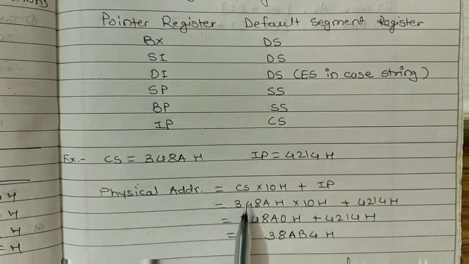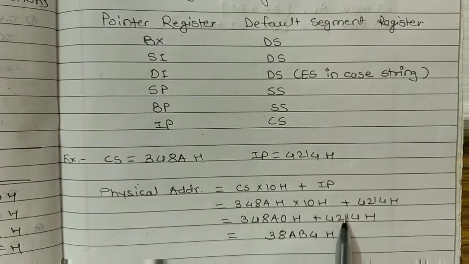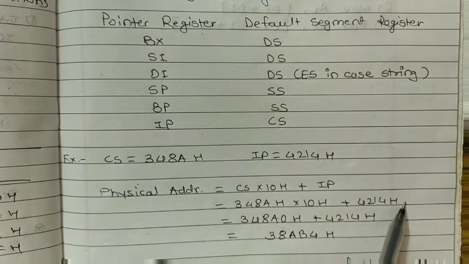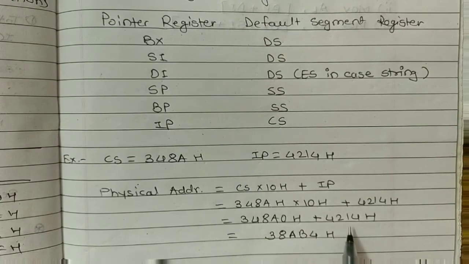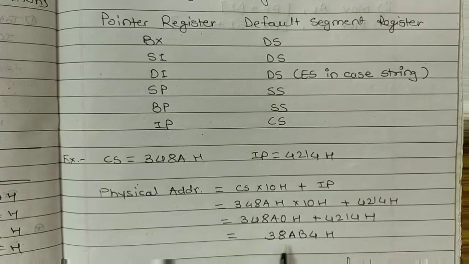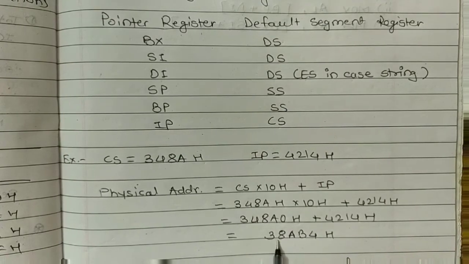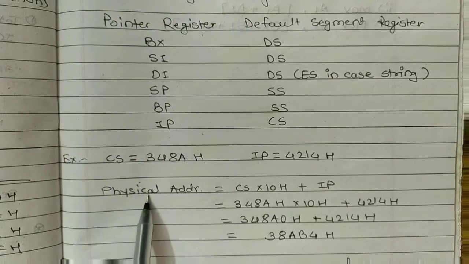So CS is 348AH into 10H plus 4214H. So we'll get 348A0H. This is the starting address of code segment, and in that 4214 is the offset, and when we add these two we will get the physical address for the code segment. So by this way we will calculate the physical address.